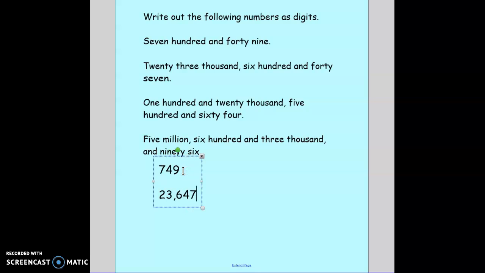You can practice these on your whiteboards maybe. 120,564. Why don't you put the screen on pause and you write it down before I type it out? Done it? Okay, 120,000. There's the 120. Comma because I know it's in thousands. 564. Easy peasy lemon squeezy. Until we get to this one.